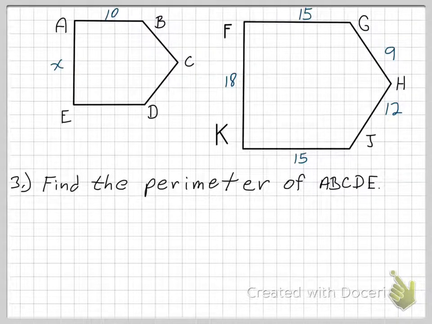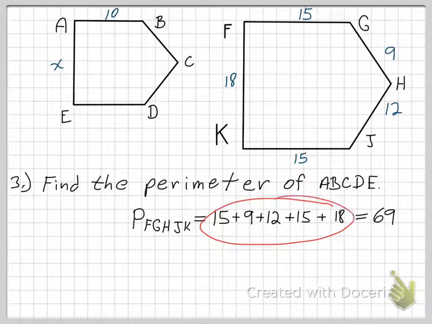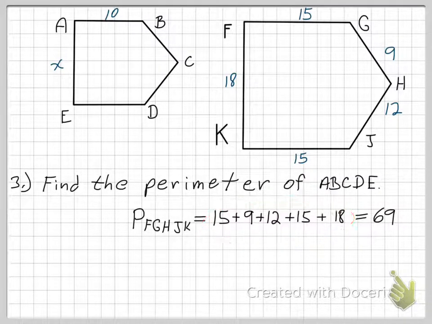Again, this is the same figure redrawn for your convenience. And problem 3, find the perimeter of polygon ABCDE. Well, first we need to find the perimeter of this larger polygon, and remember perimeter is the distance around any figure, so we just add up all these different lengths and we should get the perimeter, correct? So the perimeter of FGHJK is, again, to just add up all the side lengths, and you get 69. So the perimeter of the larger polygon is 69.